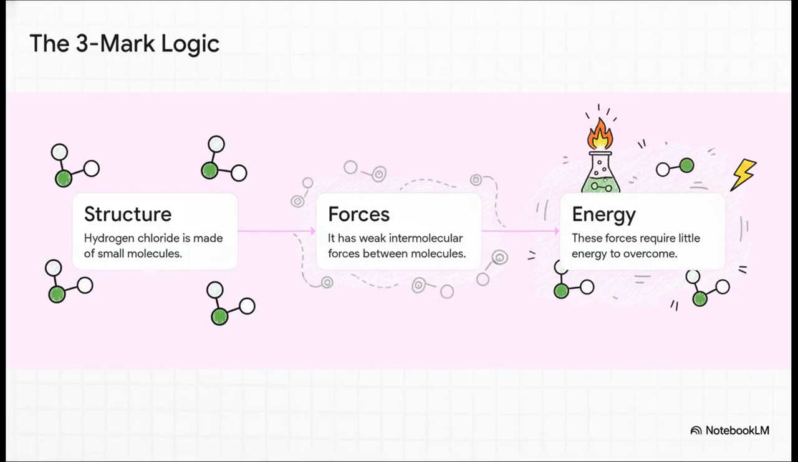And here is the exact 3-point logic the examiner is looking for. First, what's the structure? Hydrogen chloride is made of simple small molecules. Second, what are the forces between these molecules? Well, they're weak intermolecular forces. And third, connect that to energy. These weak forces need just a little bit of energy to be overcome.